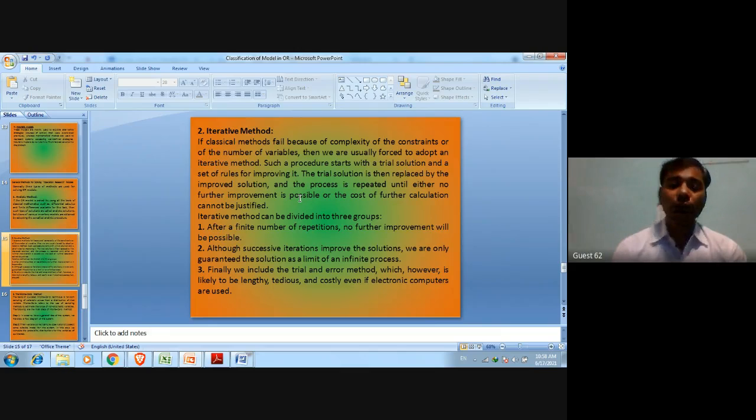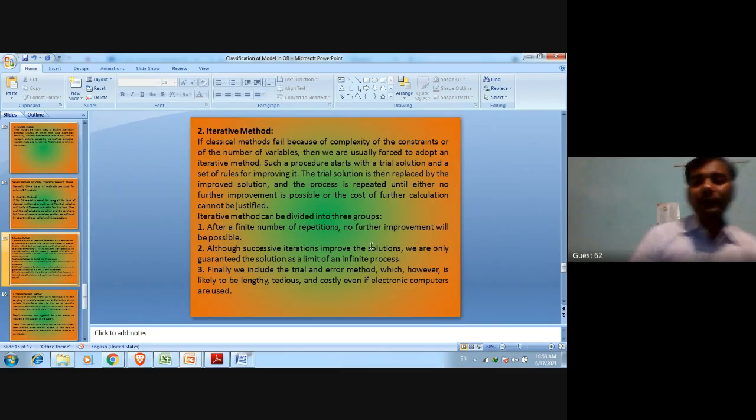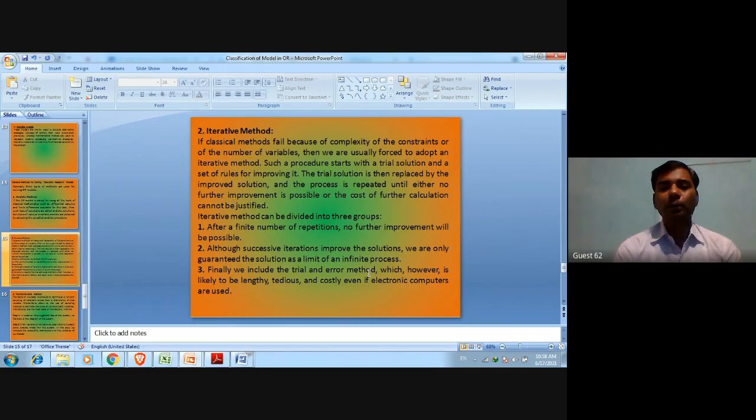Okay. So the iterative method can be divided into three groups. What are these three? First, after a finite number of repetitions, no further improvement will be possible. It means if we have performed a definite number of steps for which we have to repeat the process, after repeating them there will be no further improvement. Okay, so we will stop our solution.